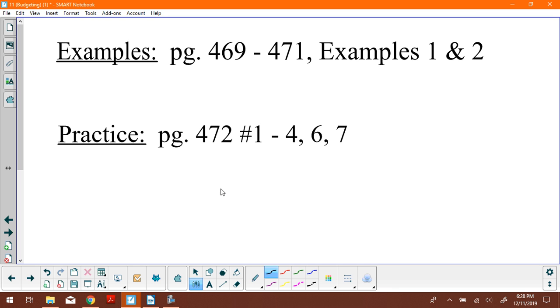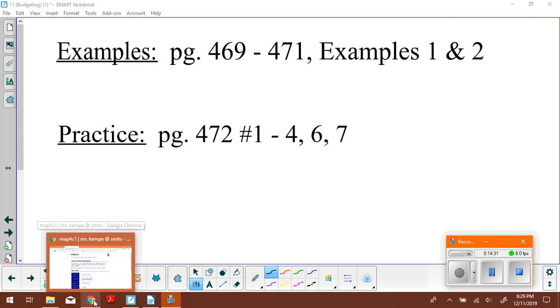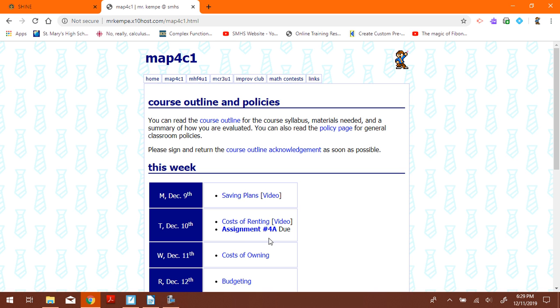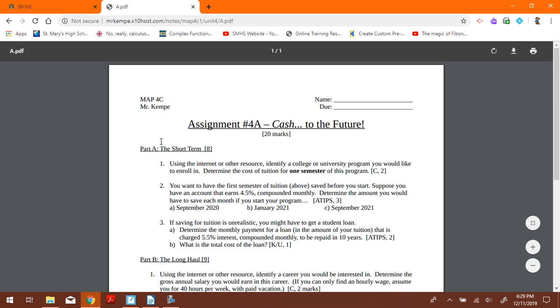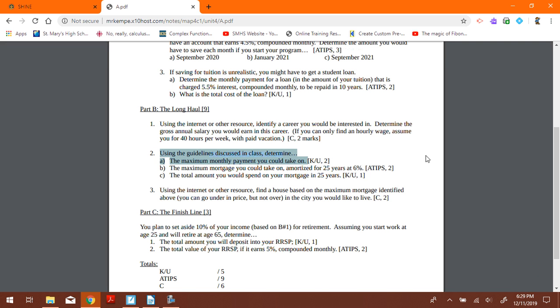The last thing, and if you were here yesterday, you already heard this part, but I'll mention it again to those of you who weren't here, is that on the assignment, I discovered there was a bit of an error. On this question down here on the assignment, where it says using the guidelines discussed to determine the maximum monthly payment, I realized I actually hadn't gone over that in class. That was an oversight on my part.